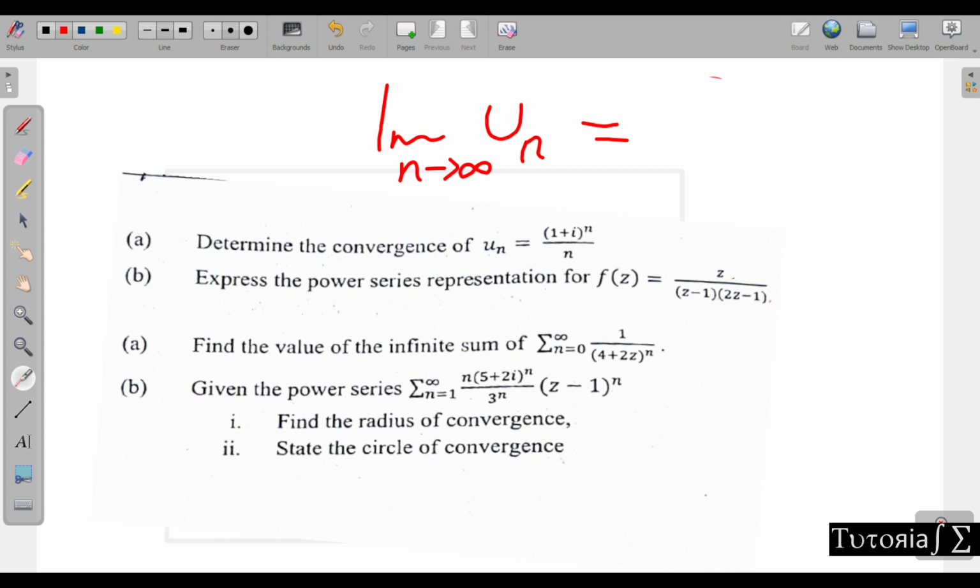Yeah, so simply to determine whether a sequence converges or diverges, what do we do? Use the ratio test. My question: when does a sequence converge? A sequence converges if we can find the limit at infinity.